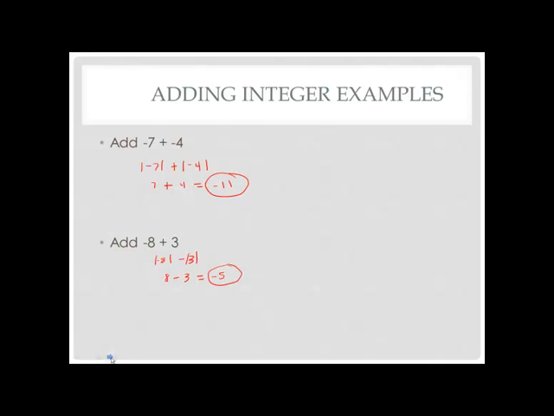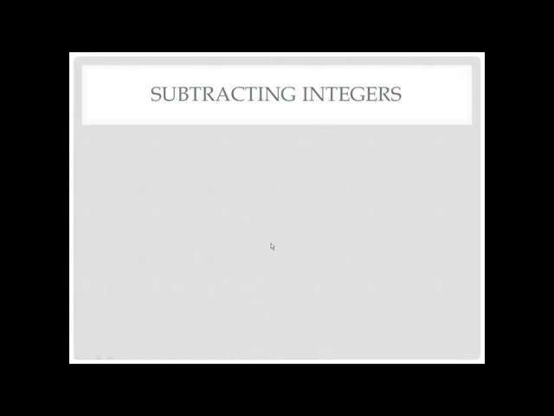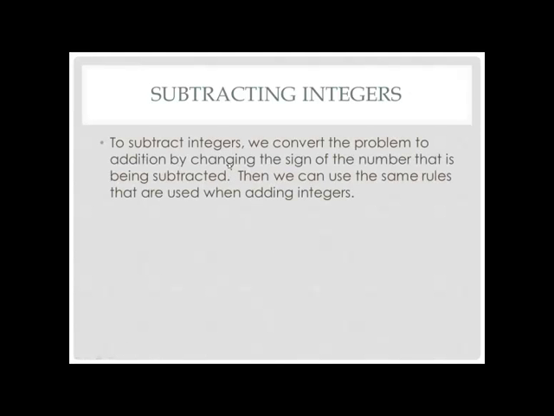Okay. Subtracting integers. We have a couple of rules for subtracting integers, or we have one rule. To subtract the integers, we convert the problem to an addition problem, just like we looked at on a couple of slides before, by changing the sign of the number that is being subtracted. So if it's negative, we'll make it positive. If it's positive, we'll make it negative. Then we can use those same rules that we just learned when we added the integers.